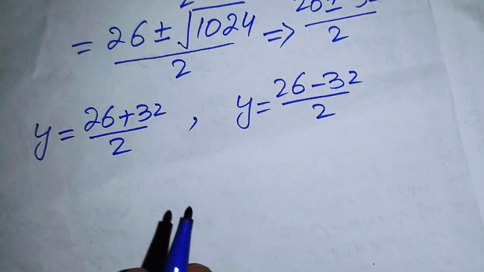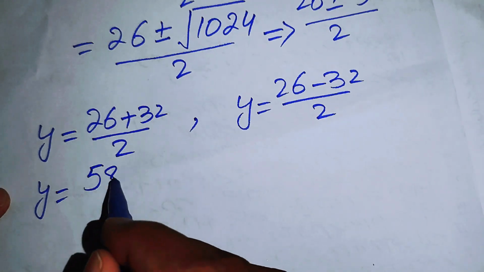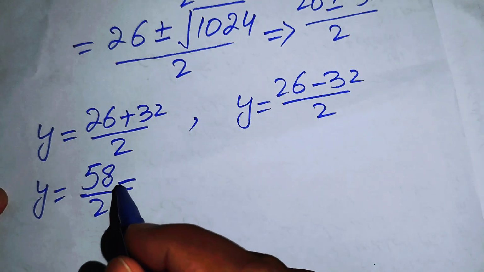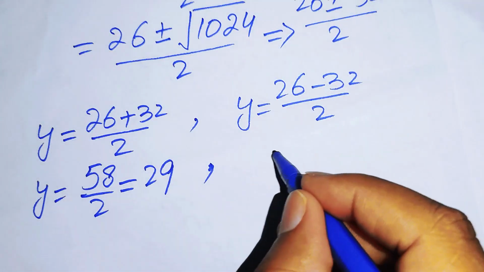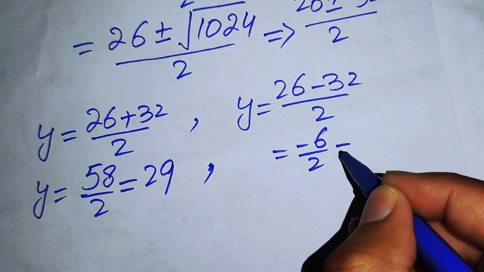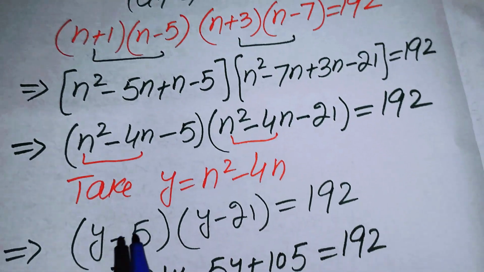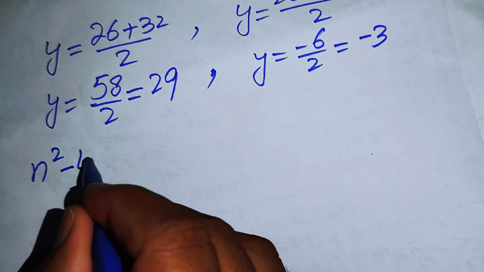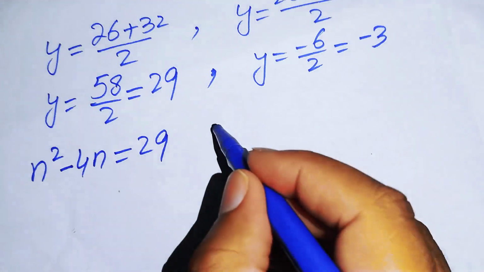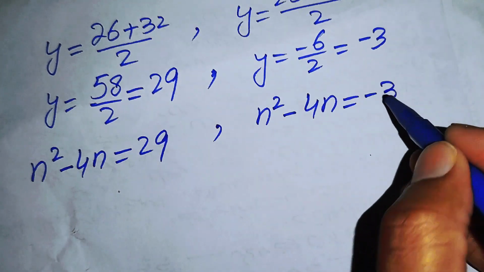So now we add these two values, and you get 26 plus 32 is equal to 58 over 2, and 58 over 2 is equal to 29. Similarly, 26 minus 32 is equal to minus 6 over 2, and it is equal to minus 3. So now we back substitute the value of y, and the value of y is equal to n squared minus 4n. So we back substitute, and you get n squared minus 4n is equal to 29, and similarly here you get n squared minus 4n is equal to minus 3.